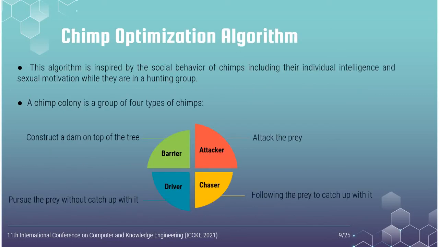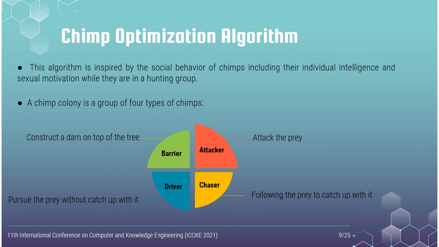The Chimp optimization algorithm is inspired by the social behavior of chimps, including their individual intelligence and sexual motivation while they are in hunting groups. A chimp colony is a group of four kinds of chimps: attacker chimps, chaser chimps, barrier chimps, and driver chimps. The attacker chimps, at the last stage of the hunting process, attack the prey and finish the hunt. The attacker chimps are the strongest chimps in the colony.